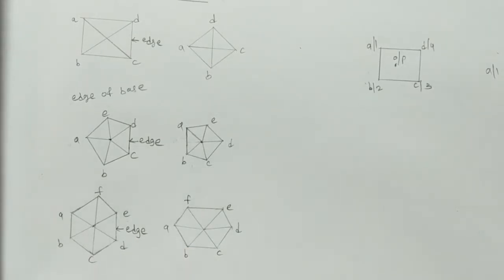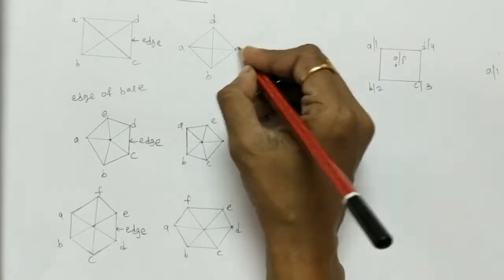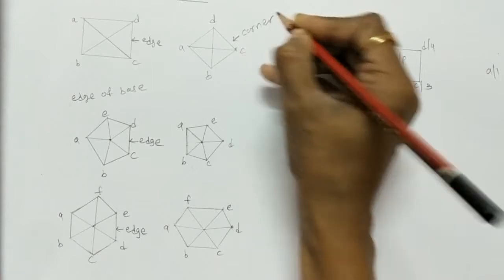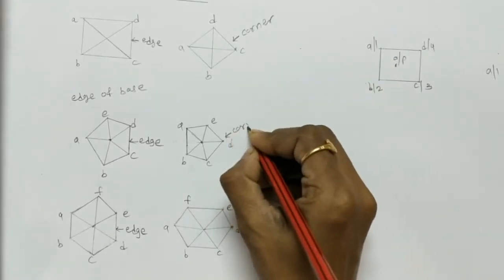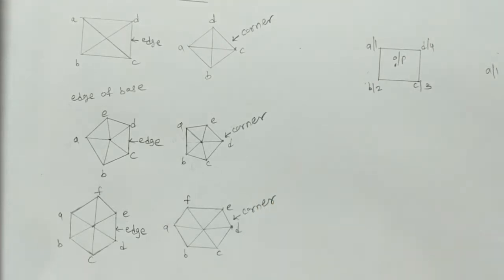Then we will use these conditions when it is given that the corner of base in HP or corner of base in VP, that is corner is at right side. So this is corner, and this is also corner.